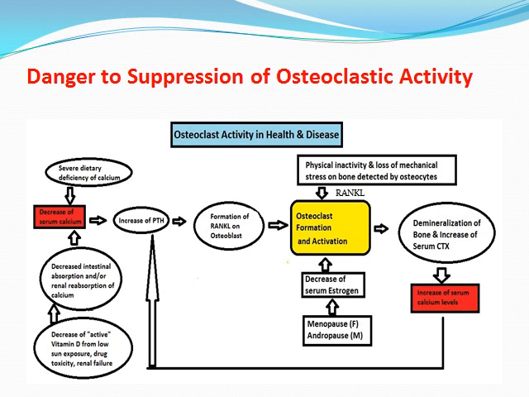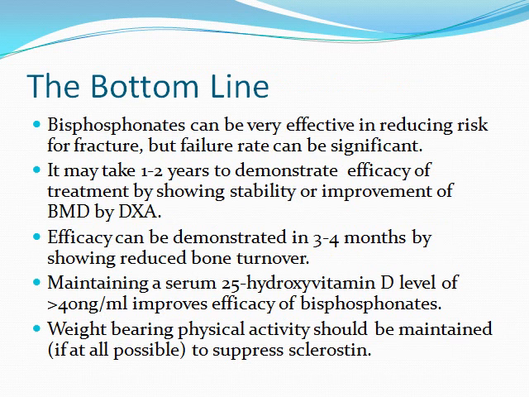And this is just an overview of the bone physiology, and to point out the danger of suppression of osteoclastic activity. If you're going to use the bisphosphonate to suppress the osteoclast, you really need to be sure that you have adequate calcium and vitamin D, because the osteoclast is going to be inhibited and not be available to you to correct a serum calcium level should it become too low.